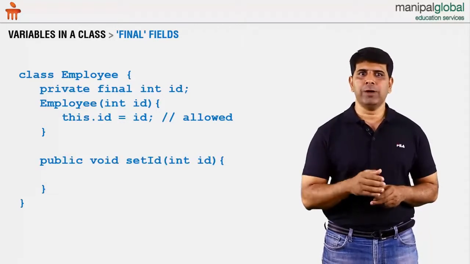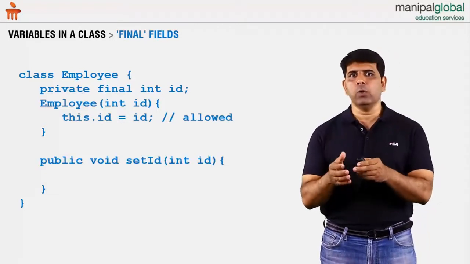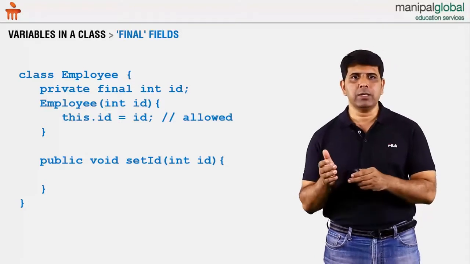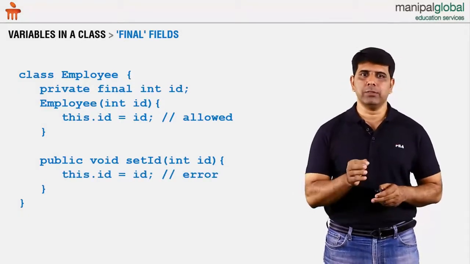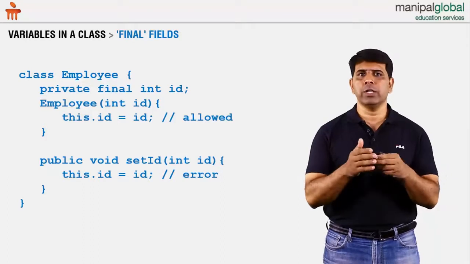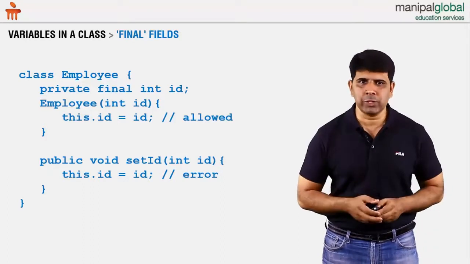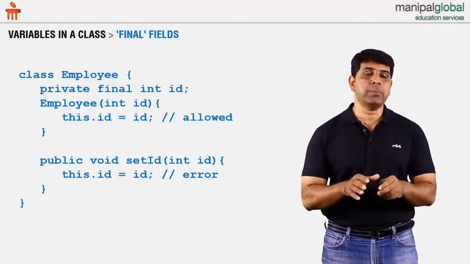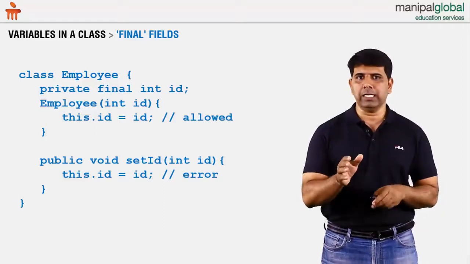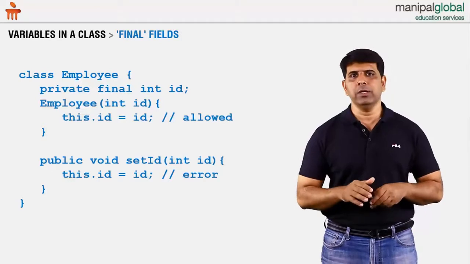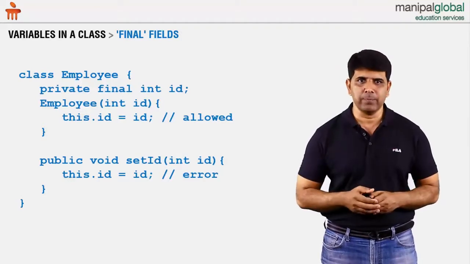However, we have a function called setID which receives an ID and tries to assign that to the member. Now this is an error, no matter whether you call this function or not. There is a possibility that this function can be called so many times. So the compiler knows this in advance, and the compiler stops you by giving an error.